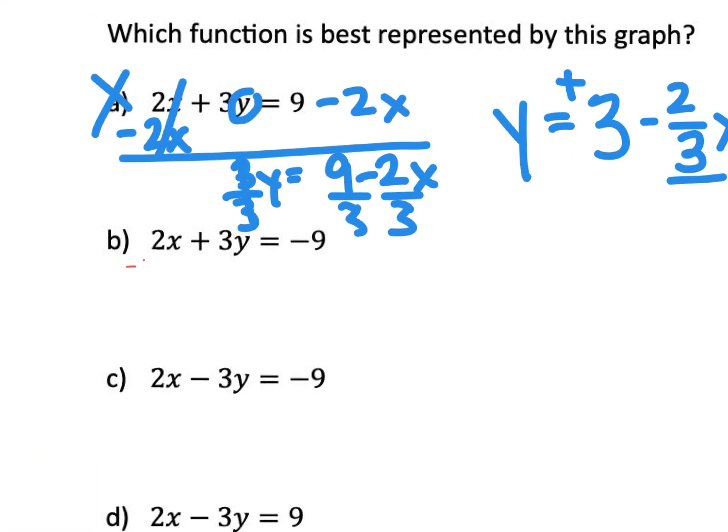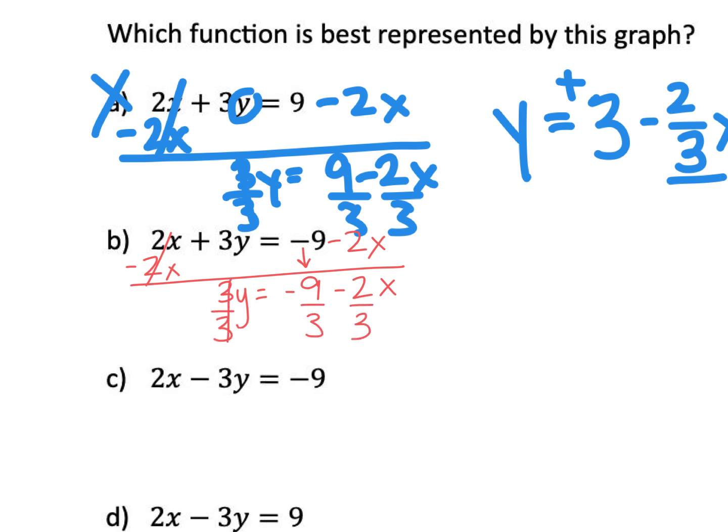I'm going to minus my 2x. What you do to one side, you do to the other. Make sure you bring that negative down with that 9. And then to get y by itself, I'm going to divide everything by 3. 3 divided by 3 is 1y. Negative 9 divided by 3 is a negative 3. And my negative 2/3 does not simplify. So I think this might be our answer.